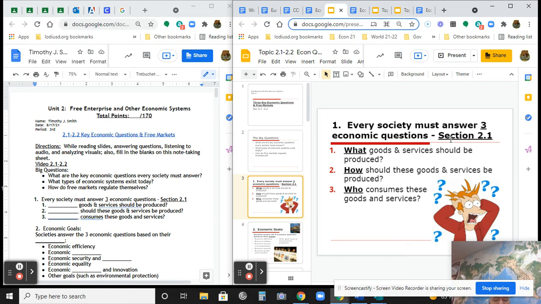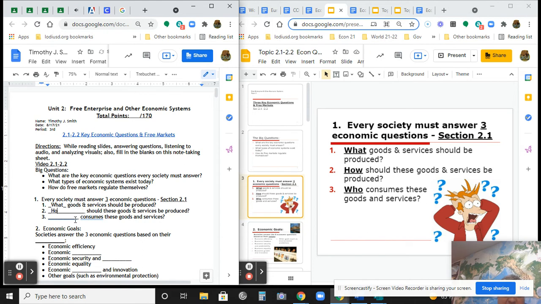Every society must answer 3 economic questions. This is going to be the key ideas in 2.1. What, how, and who? Specifically, what goods and services should they produce? How should these goods and services be produced? What I would say is don't worry about the underlining too much. Just get in between the underlining, notes in, and move on. And then who consumes these goods and services? Because that'll affect what you make and really what you're offering to people.